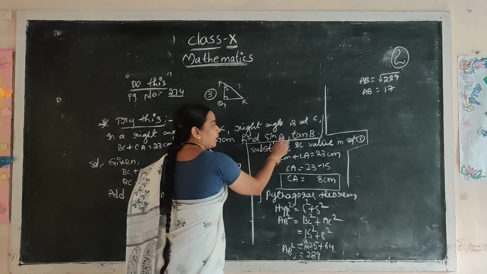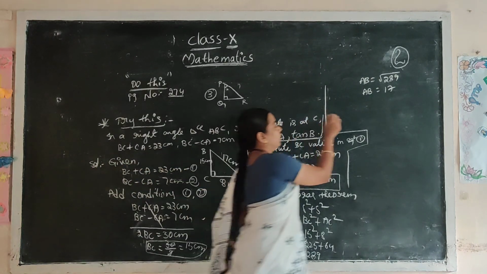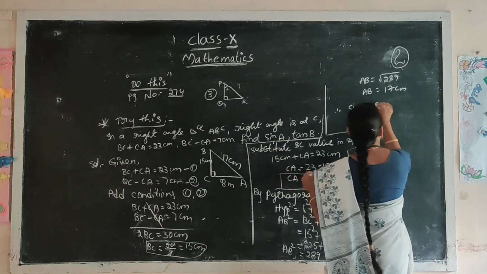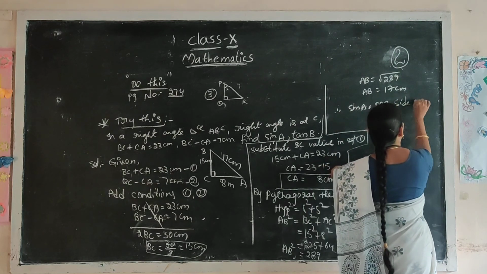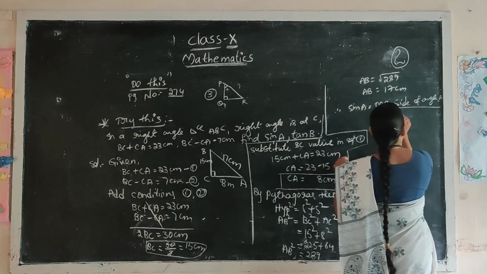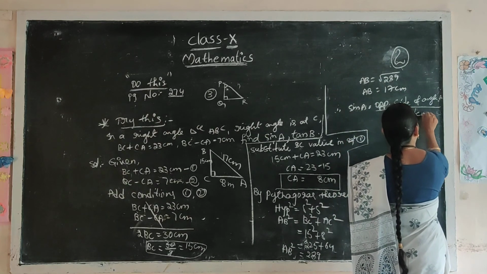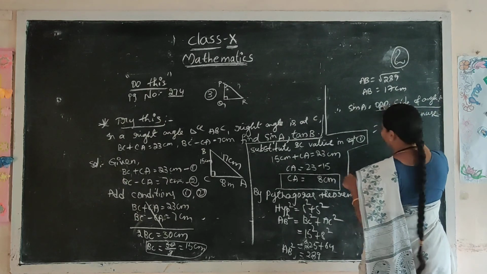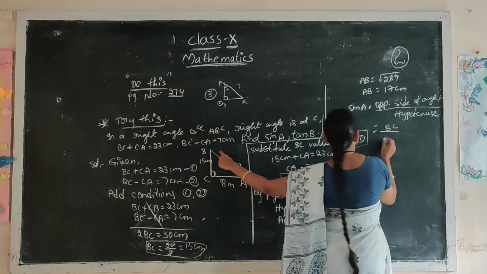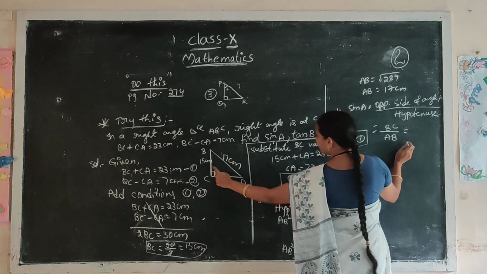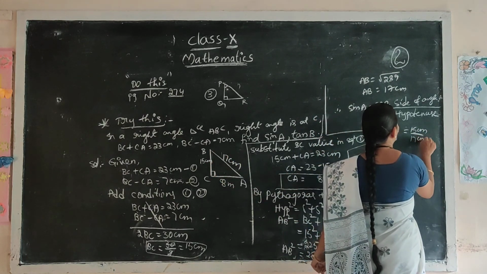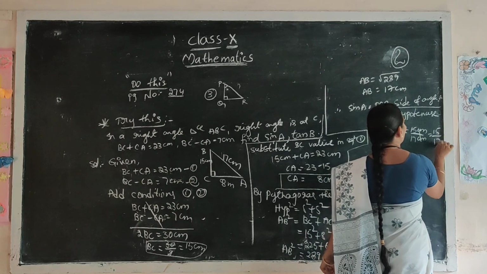So how many questions remain? Two questions. The first one is sin A and the second is tan B. First is sin A. The sin formula is the opposite side of angle A by the hypotenuse. In this figure, the opposite of A is BC and the hypotenuse is AB. The BC measurement is how much? 15 centimeters. The AB measurement is 17. So 15 by 17.